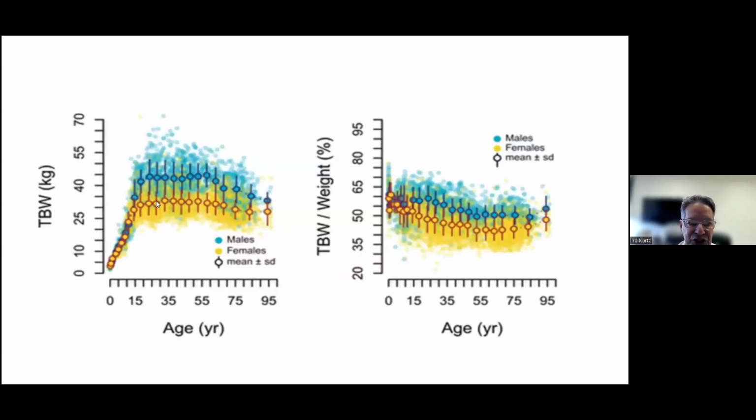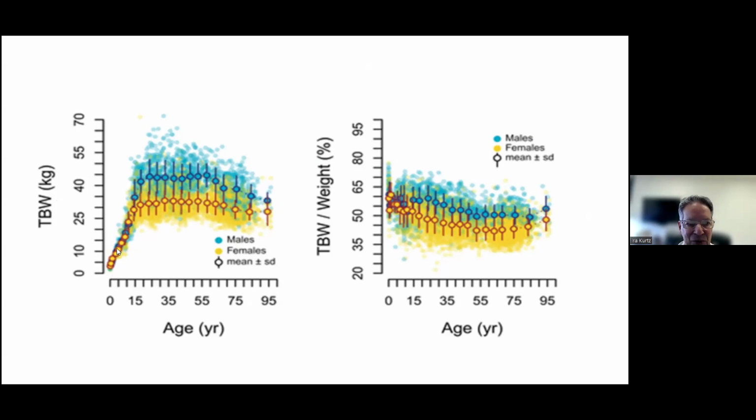Now, this figure just shows the change with age in men and women. The x-axis is age, going from 0 to 95. The blue is men, and the yellow is women. And on the y-axis is the total body water. It happens to be in kilos, but 1 kilo is 1 liter. So you can have this unit as liters here. It doesn't make a difference.